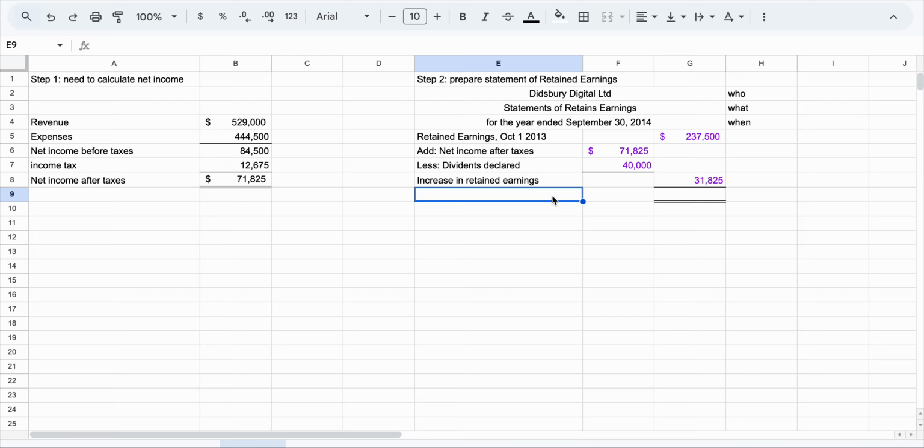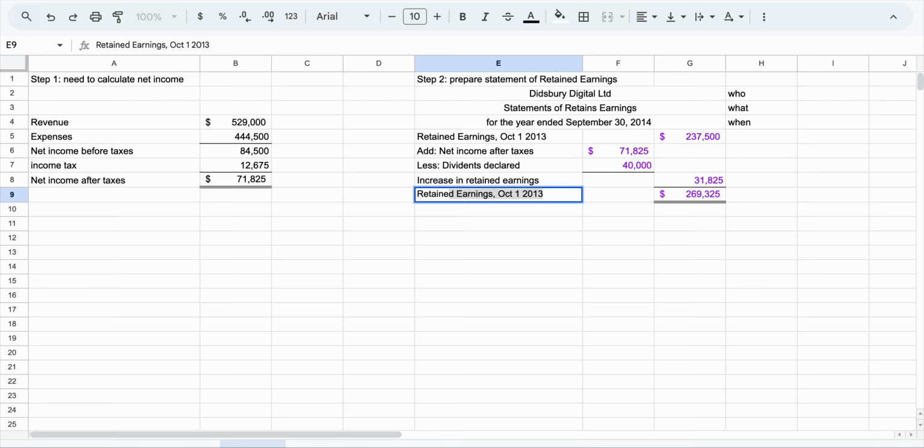So this is the amount of our increase. We can just sum these up to get our retained earnings for the last day of the period, which is September 30th, 2014. Okay, cool. That basically sums up this question. Everything is basically covered here. There might be a few differences depending on the difficulty of the question, but this is the key core foundation that you need to know if you want to go into a question like this.